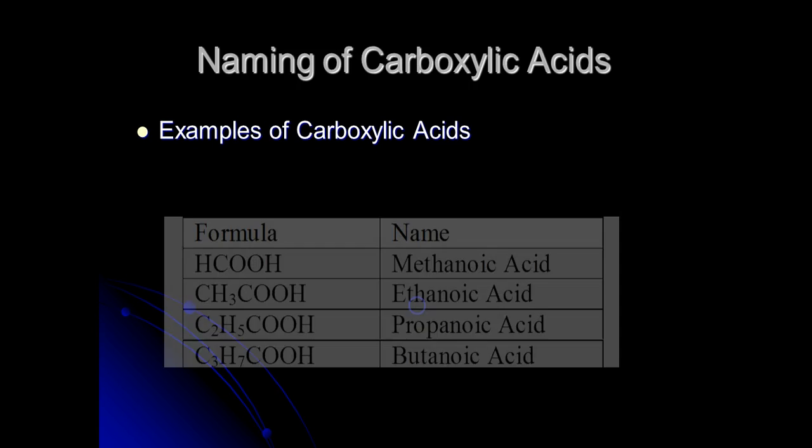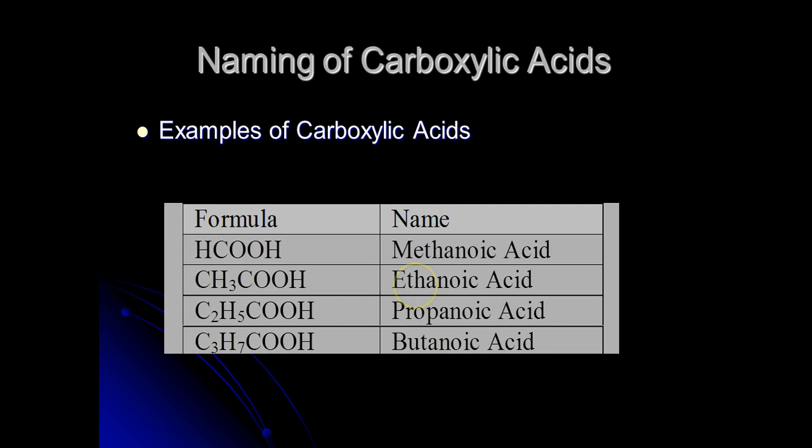Okay, so let's have a little go. Here is your basic carboxylic acid. So you've got your 4 basic carboxylic acids: methanoic acid, ethanoic acid, propanoic acid, and butanoic acid.